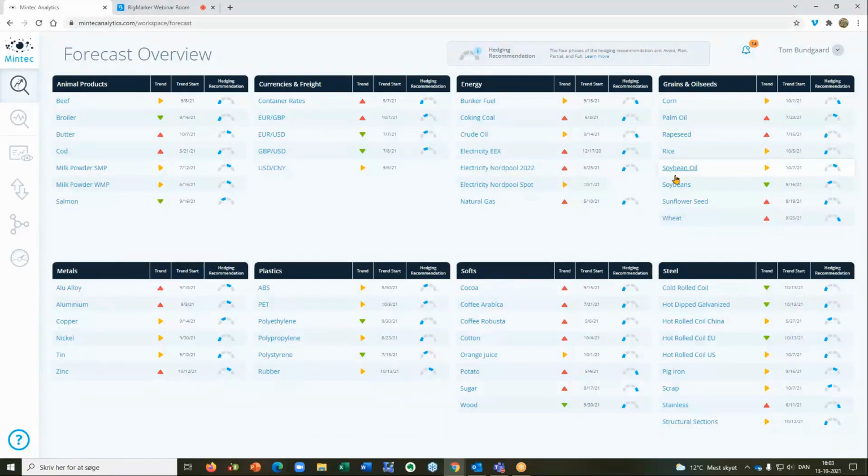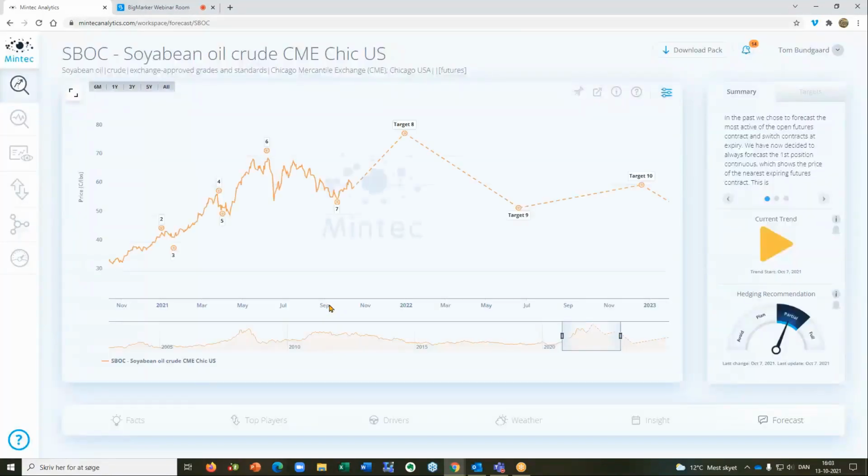So one of the principles that we're doing in this, we don't want you to spend hours and hours reading stuff only to wait to get to the conclusion at the very end. So we're turning it upside down. We want to give you the conclusion right away. So if you click on soybean oil, for example, what you'll be seeing is a nice chart here with the price, and you'll see some targets.